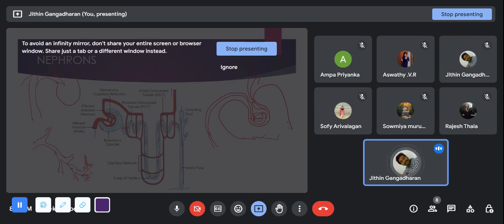Then what happens? Let me draw a closer look here. Okay, this is the Bowman's capsule. This is the artery covering here.